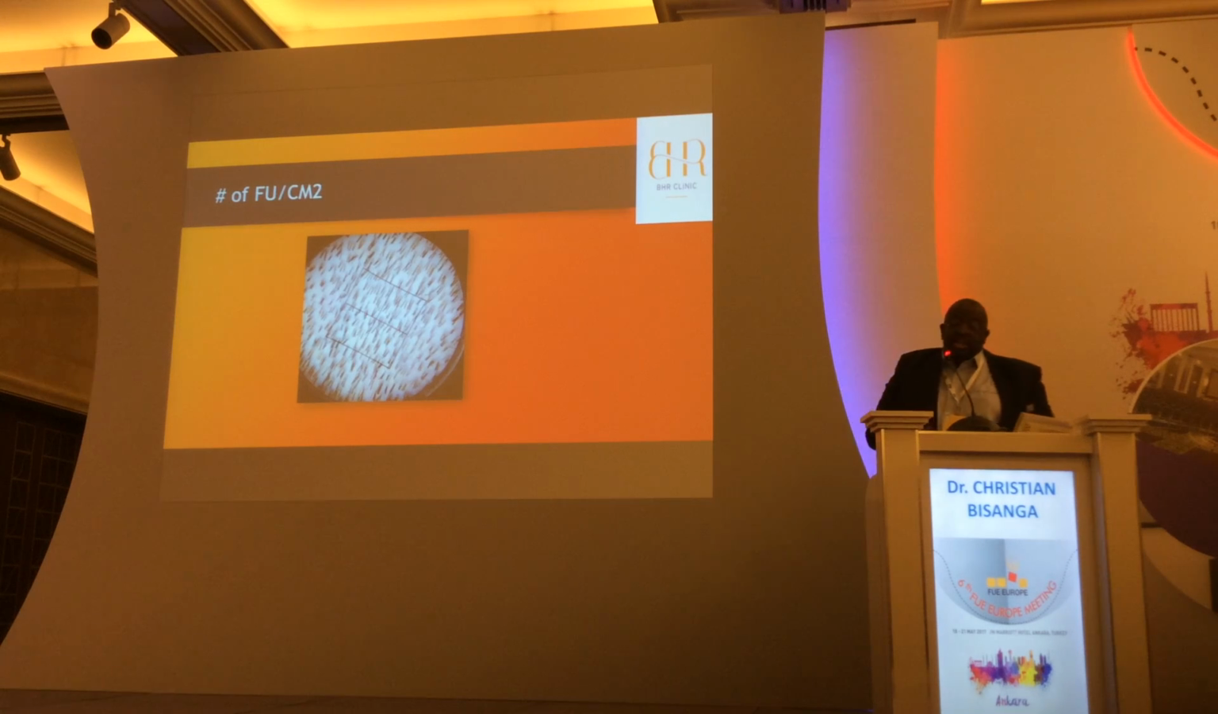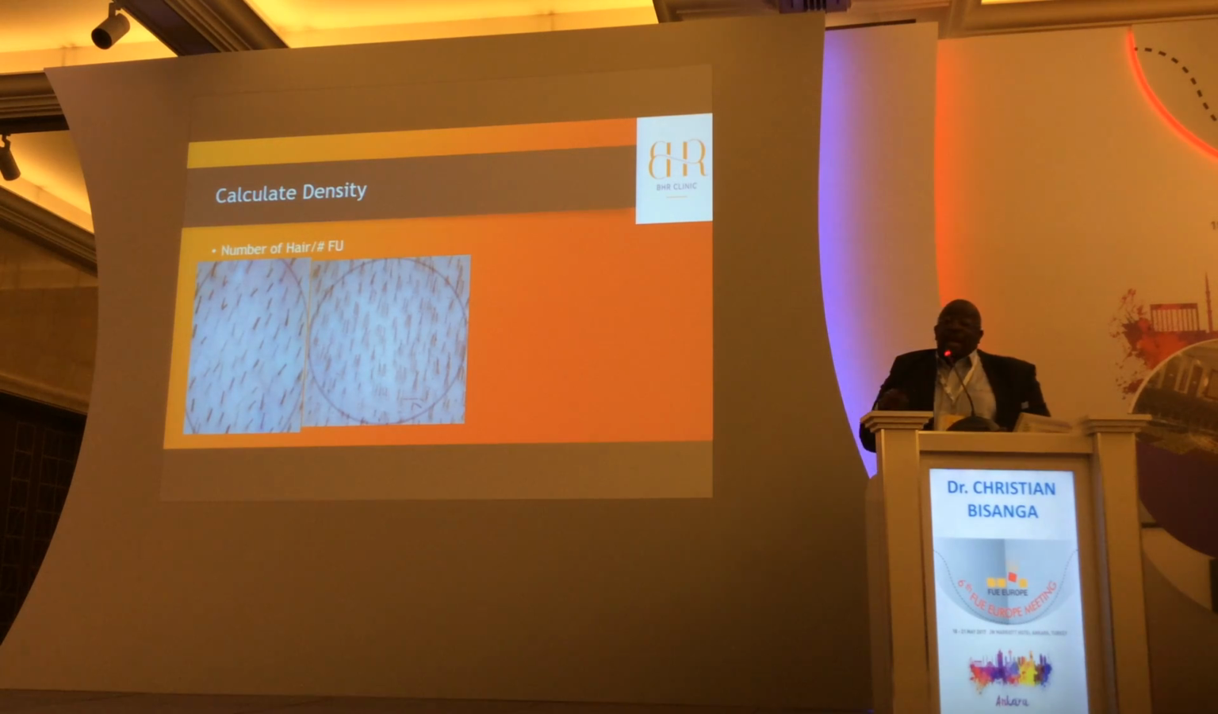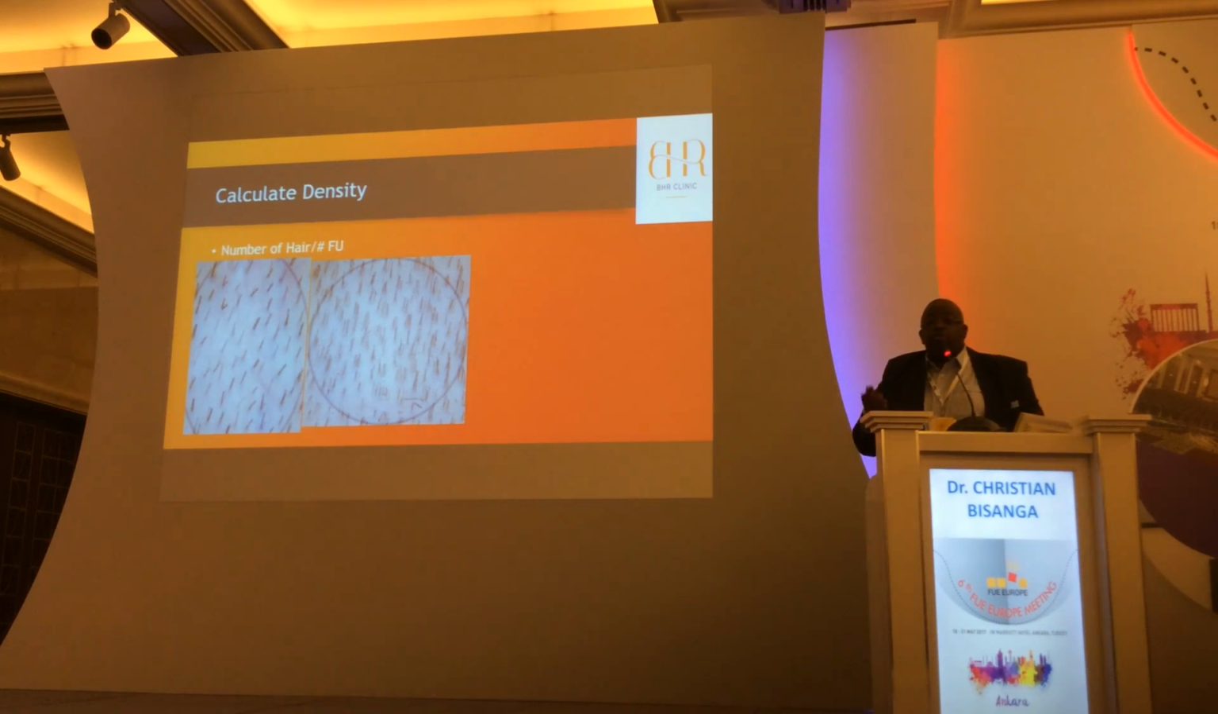So now, as I said, you calculate the number of follicular units per square centimeter. A dermatoscope, there are plenty of other tools that you can use. You can calculate what we call the calculated density. So it's the number of hairs divided by the number of follicular units. Why is the calculated density important? We know that in most donors, the average is 2.2 hairs per follicular unit. So you need to make sure that you come at least close to that.